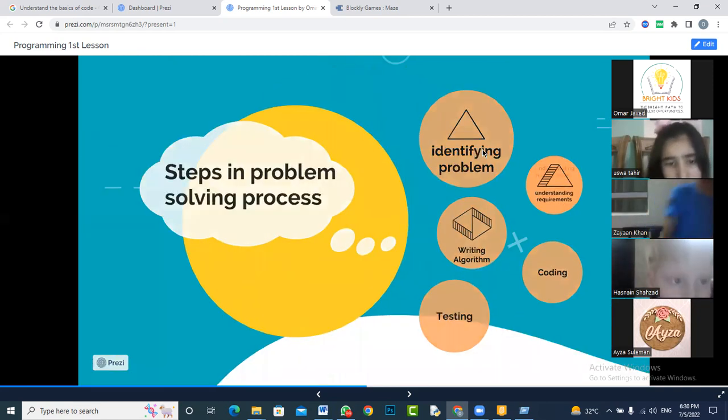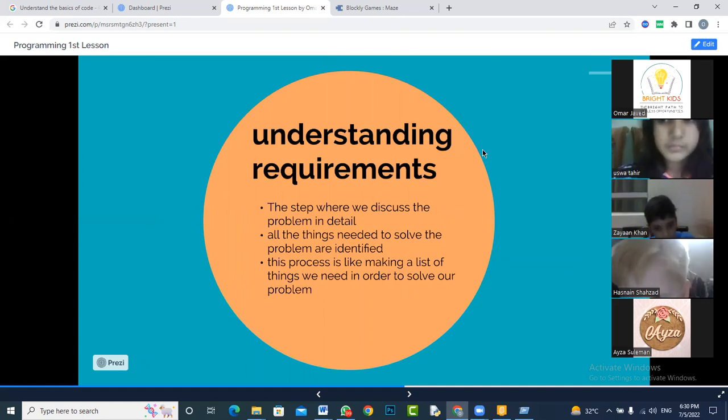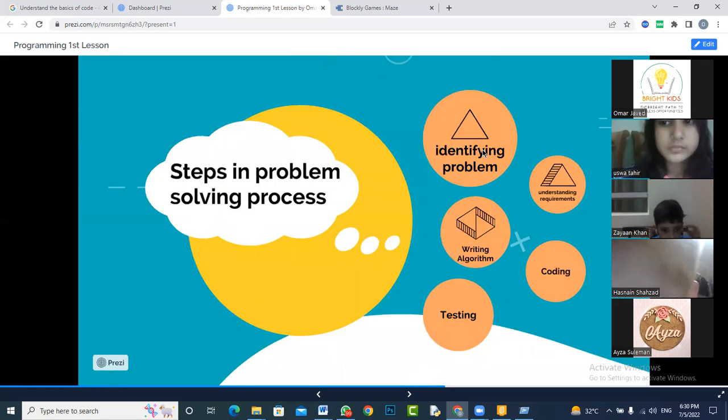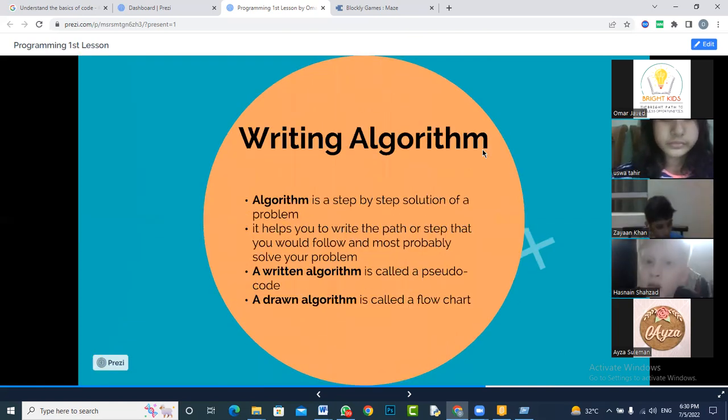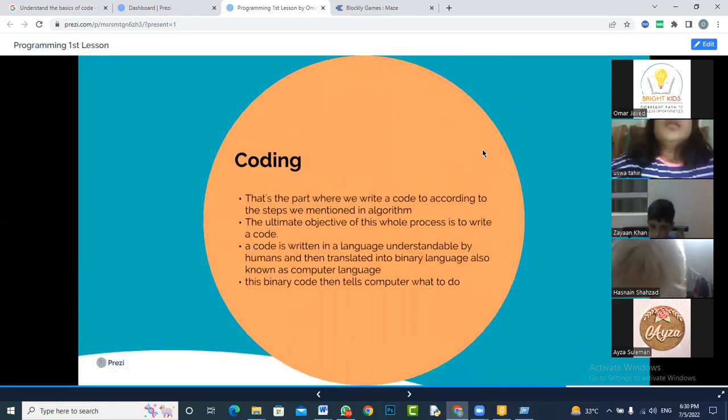The second step is understanding the requirements. Everything that you need in order to solve that problem is going to be in this part. You need to understand what resources you need if you want to solve a particular problem. Next is writing an algorithm. An algorithm is a step-by-step solution to a problem. It's just like a recipe. Coding is basically based on the algorithm. If you write the correct algorithm, your code would work in a correct way.